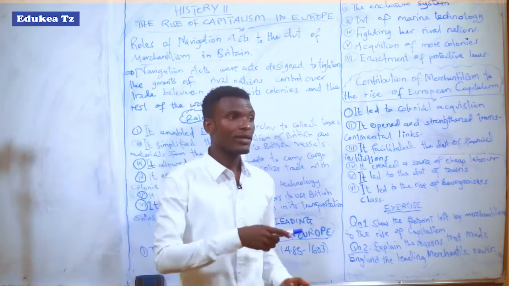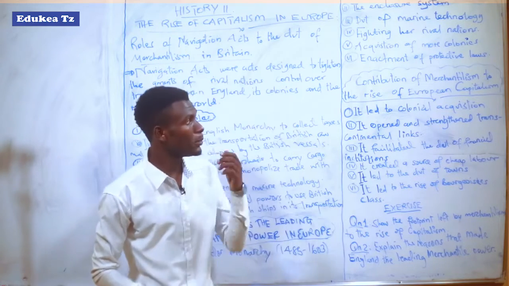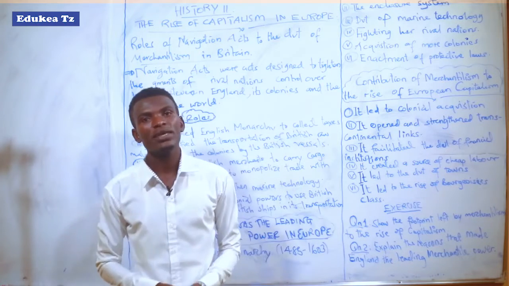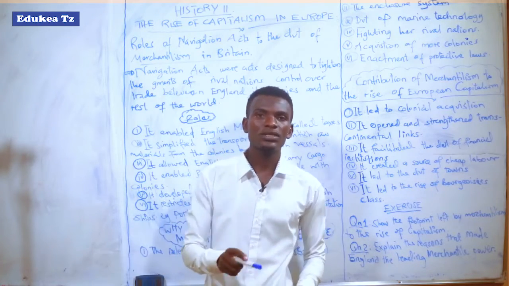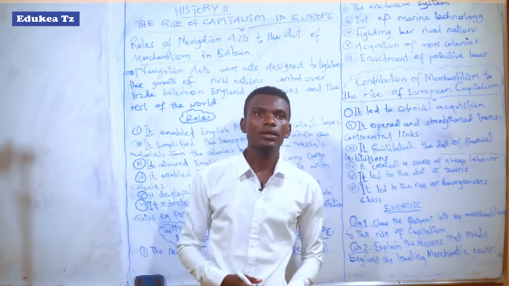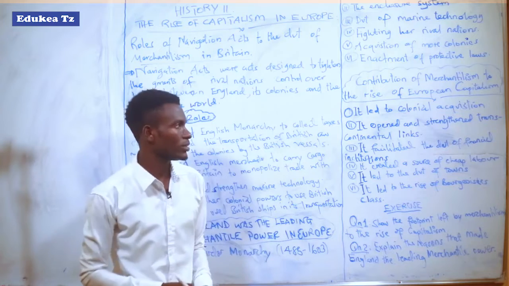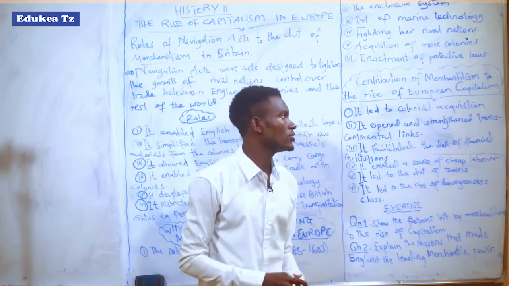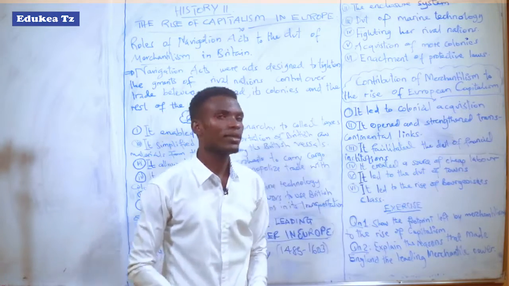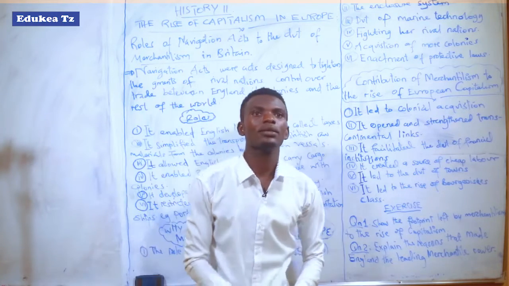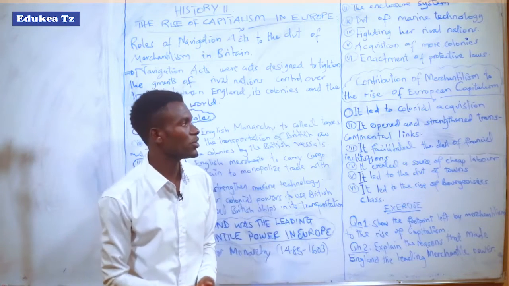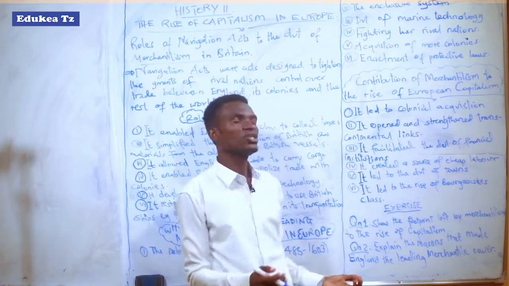So colonies enabled many European nations to have access to the production of raw materials and to areas that served as markets for their manufactured goods. Due to the presence of colonies, the supply of raw materials increased, and those raw materials were feeding the industries which were established in European nations.